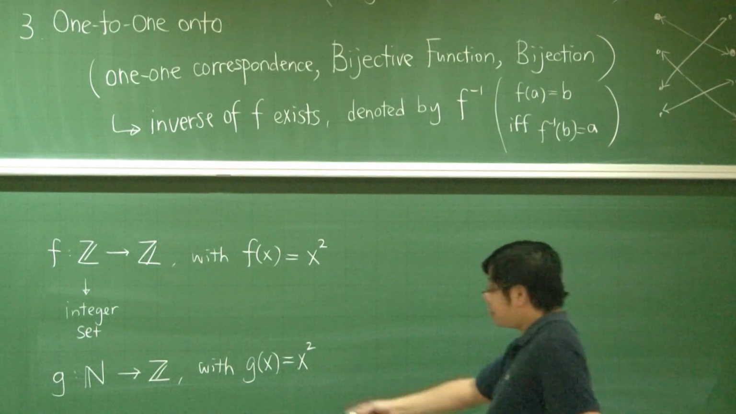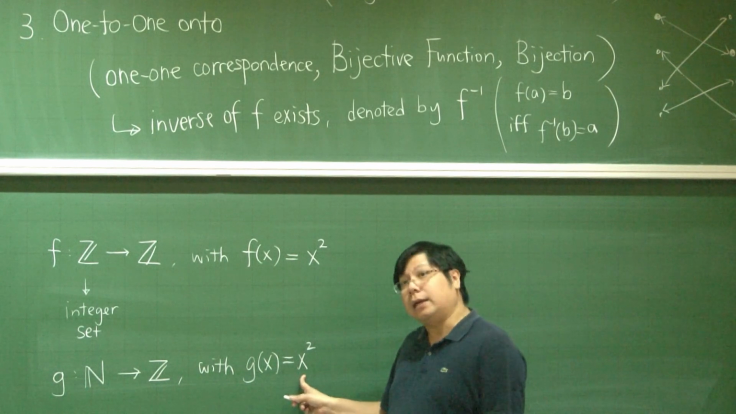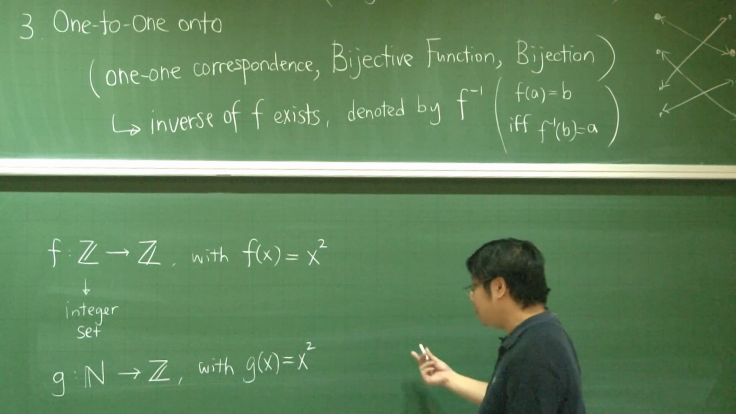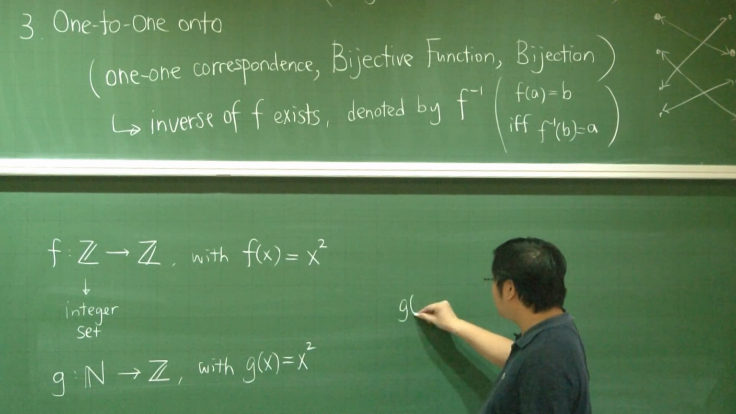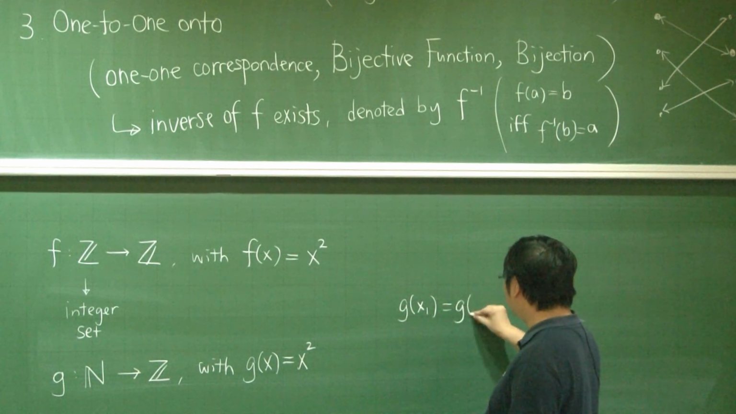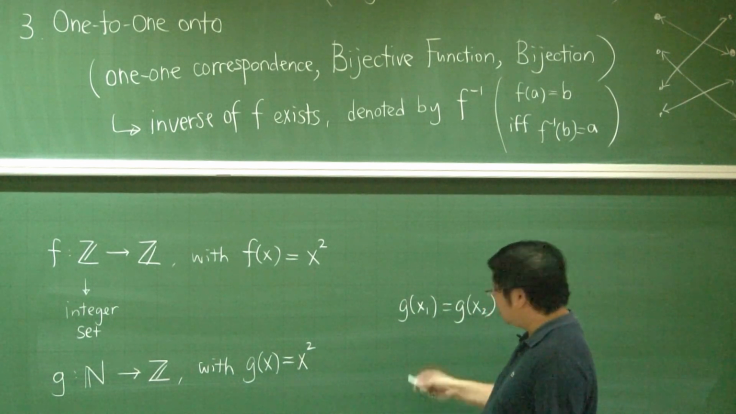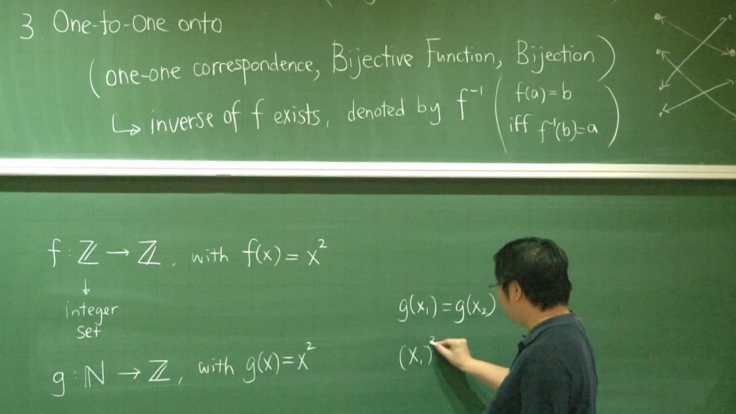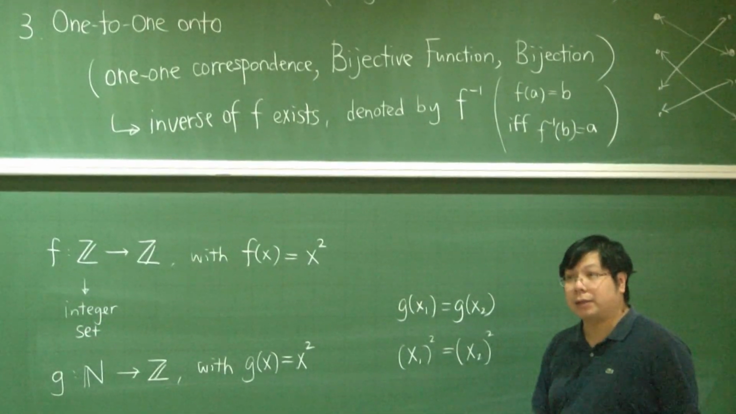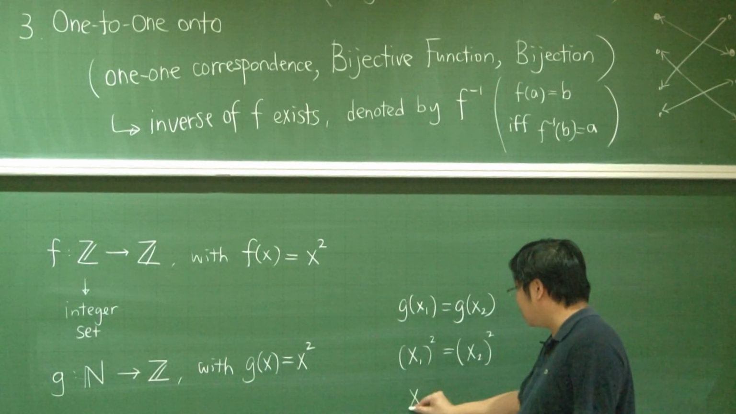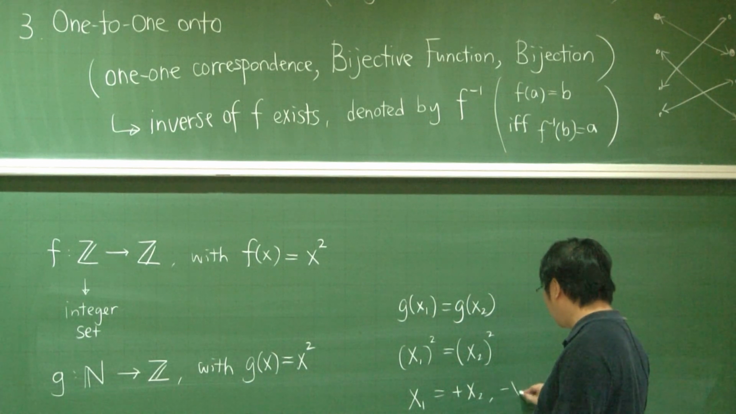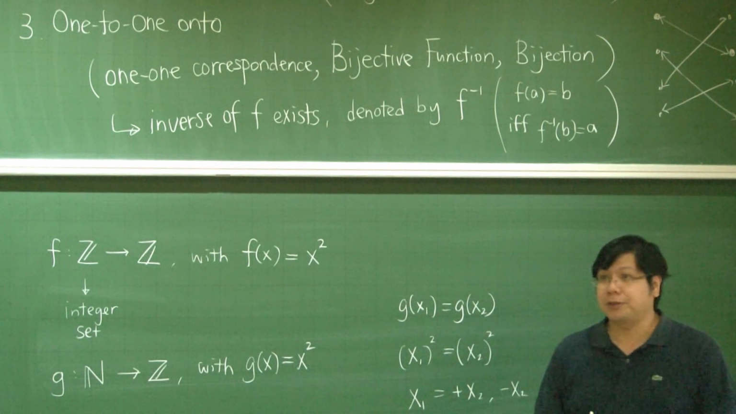This time, if anything has the same right-hand side, so if there are two numbers, let's say g of x1 is equal to g of x2, then the square of x1 must be equal to the square of x2. Am I correct? So this implies what? This implies x1 is equal to plus x2 or minus x2. Am I correct? These are the only two options.